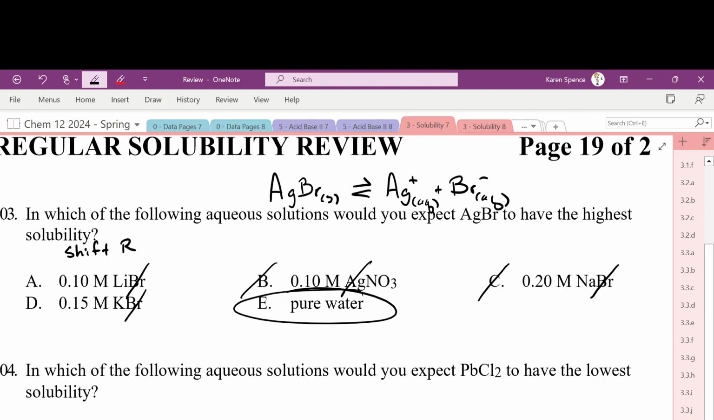Oh, you would look and you would have to say if there was something else that precipitated silver, it could shift it to the right. If there was something else that precipitated bromide, like say we added some lead, that would precipitate the bromide and that would shift it to the right. So something that will decrease the concentration of silver or decrease the concentration of bromide by reacting with it. Okay, and 104, we want the lowest solubility, so we want it shifted to the left.